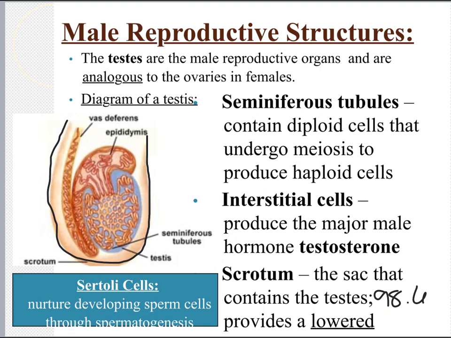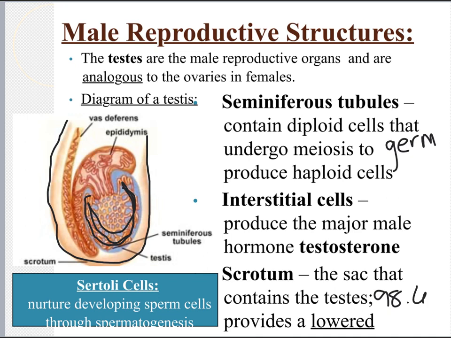The seminiferous tubules inside the testes, so that's these things around the outside here, okay? Seminiferous tubules have those diploid cells called germ cells. We've talked about those before, that are going to go through meiosis to produce sperm cells.